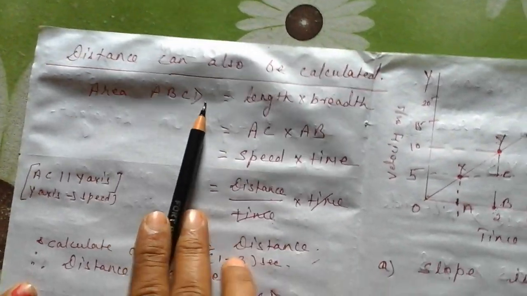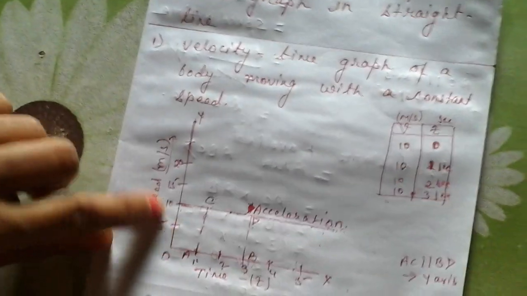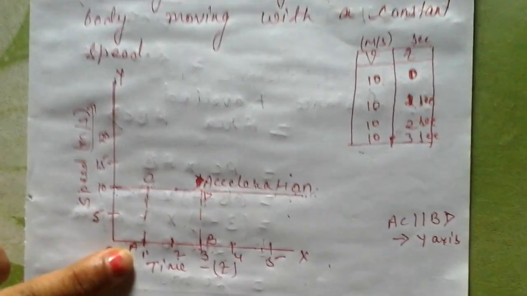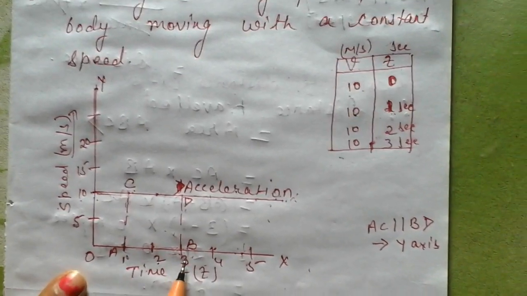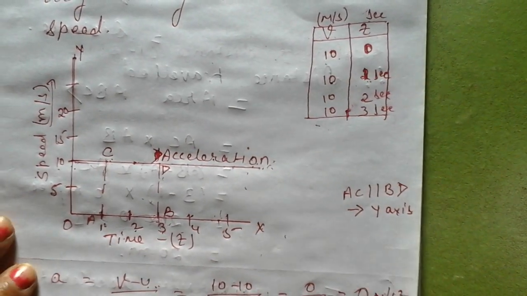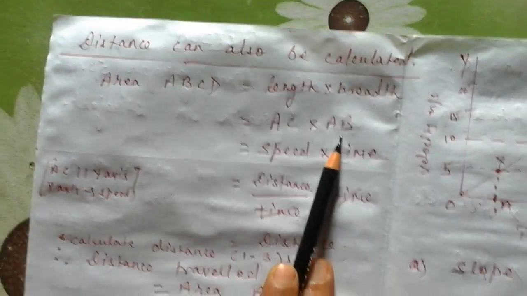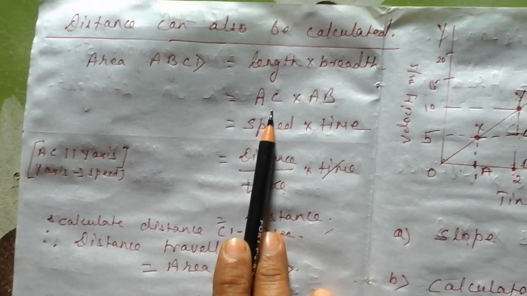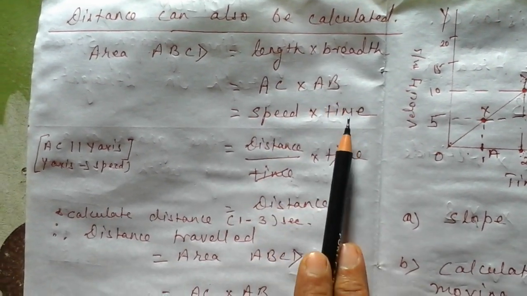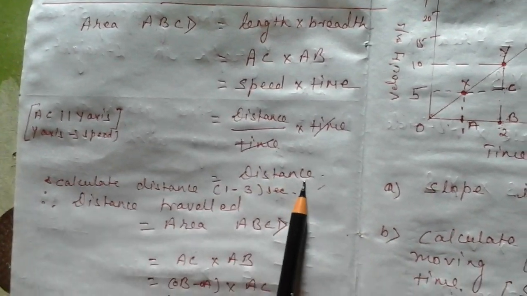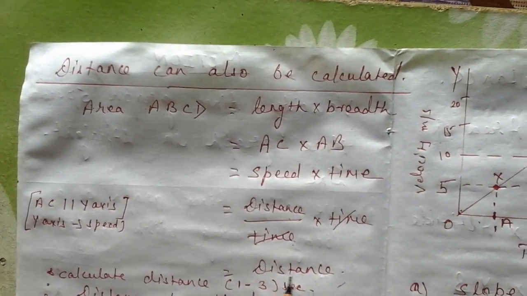The area of ABCD is length into breadth. You see here the length is AC, which is parallel to the y-axis. The breadth is AB, and AB is along the time axis. So let us find length into breadth. Length is AC, breadth is AB. AC is on the y-axis, that is speed. AB is on the time axis, that is time. Speed into time gives distance. So in the area of ABCD, we have got the distance.